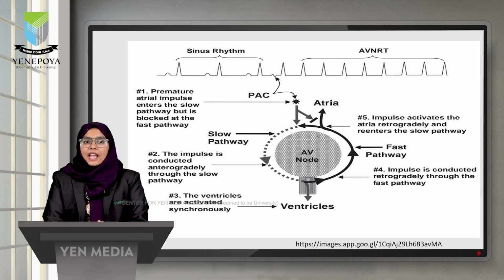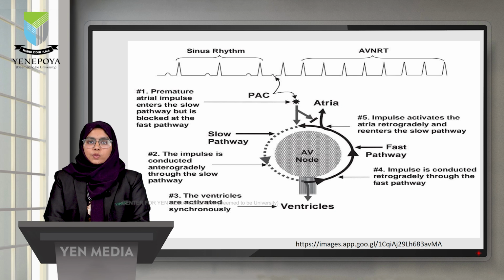The ventricles are activated synchronously. From the slow pathway, the impulse is conducted retrogradely through the fast pathway. The impulse activates retrogradely and re-enters the slow pathway. This is how the reentrant circuit occurs in AVNRT.